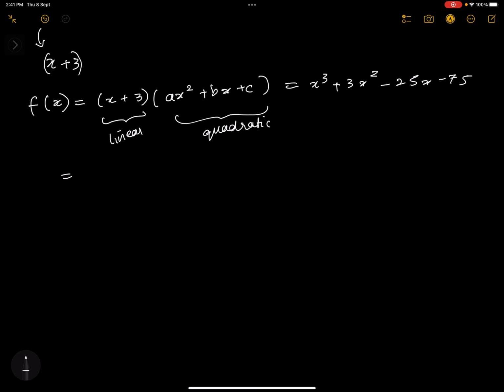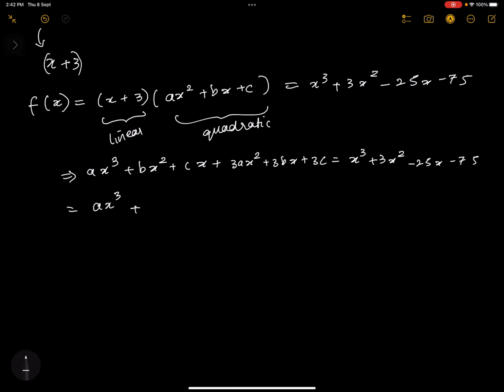So let's do this. Upon multiplying, we get ax cubed plus bx squared plus cx plus 3ax squared plus 3bx plus 3c is equal to x cubed plus 3x squared minus 25x minus 75. Right? So let's simplify this equation further. This will be ax cubed plus (b plus 3a) x squared plus (c plus 3b) x plus 3c is equal to all of this. Right? Now we equate the coefficients.